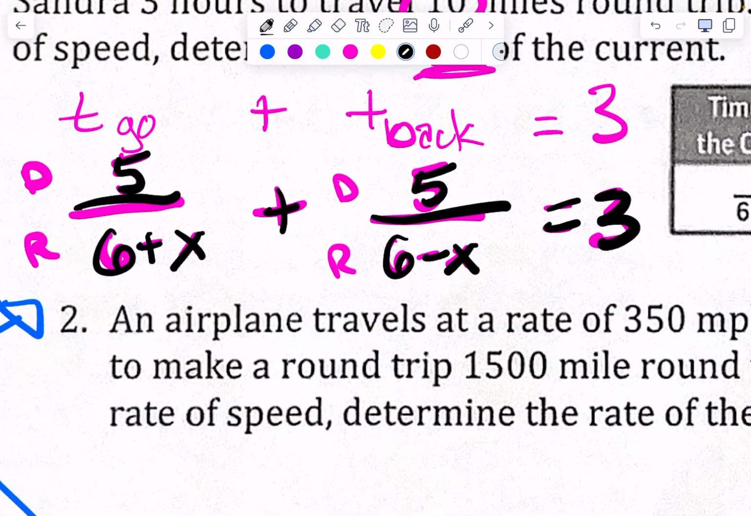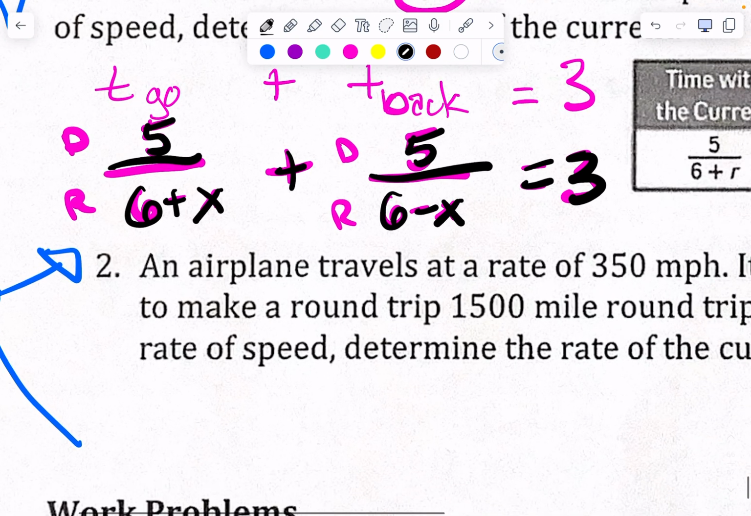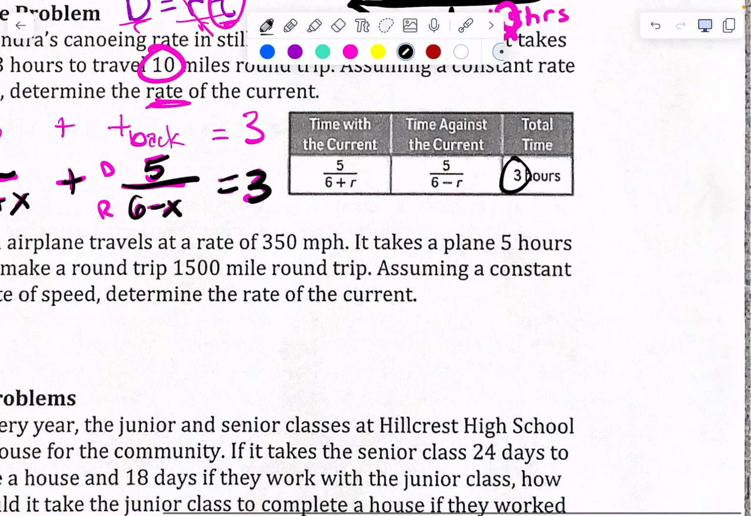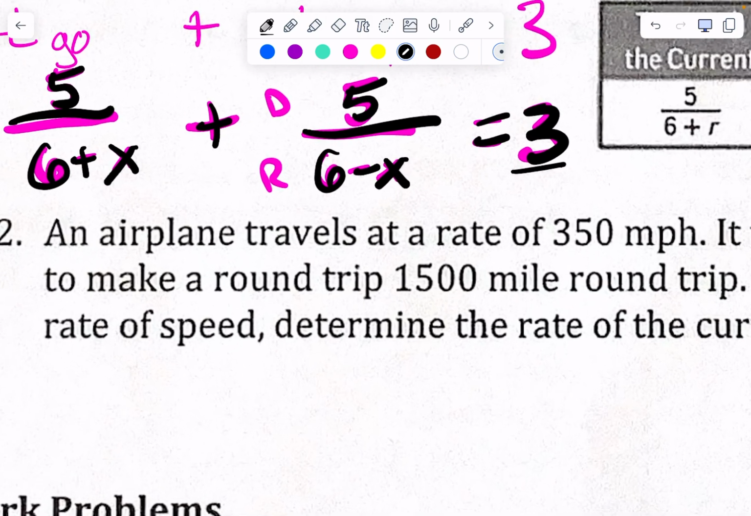All right, so we're here now. We have our equation established. Your equation for number 2 is going to look similar to this. Now we got to solve the thing. I'm going to write it right under here. Okay? Here we go. Boys, stop with the coins. 3 as a fraction is 3 over 1.